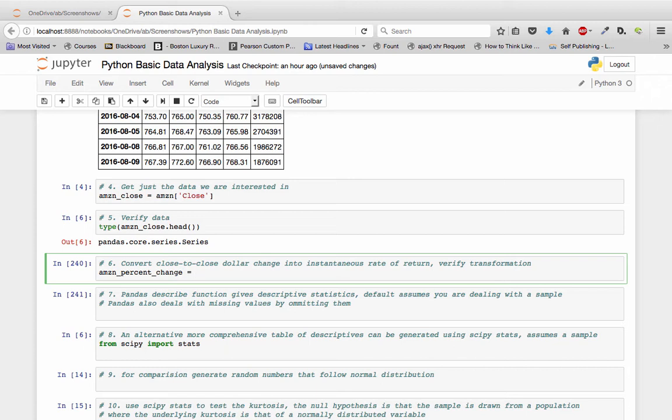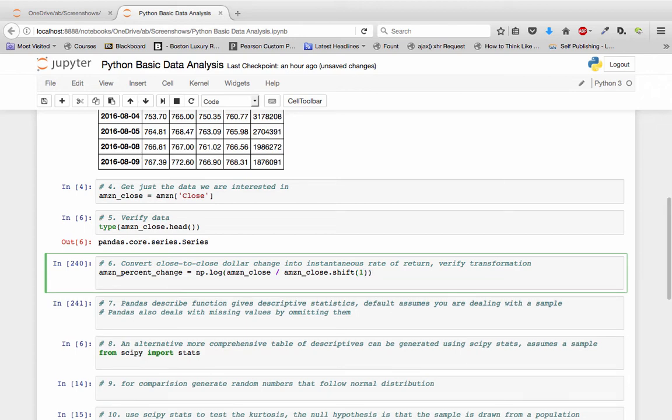All right, and we're going to calculate that as an np.log of the Amazon close, all right, divided by, all right, the close of the next day. All right, I'm going to accomplish that using the pandas shift function that is part of both data frames and series. All right, so what this is going to do is shift forward one day, all right, and then divide the previous close by that shift.